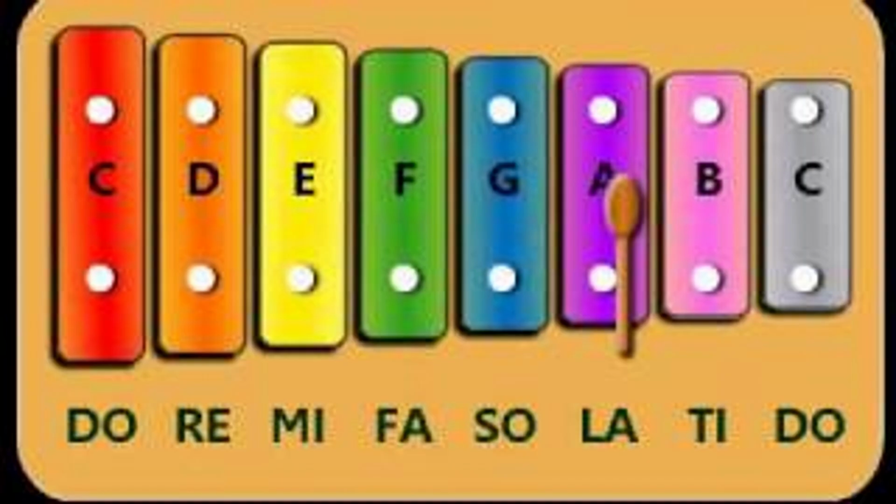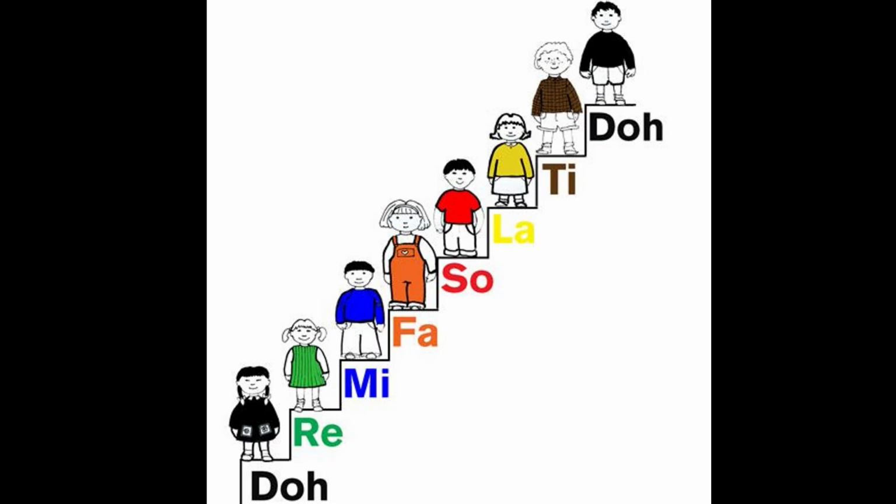Do, re, mi, fa, so, la, ti, do. It starts with do and ends with another do. But listen closely. They don't sound the same. The first do is a low pitch, and the last do is higher. As you go up the octave, the pitch gets higher, like climbing a staircase. Isn't that cool? All music is built on this idea of the octave, and today you're building your own.